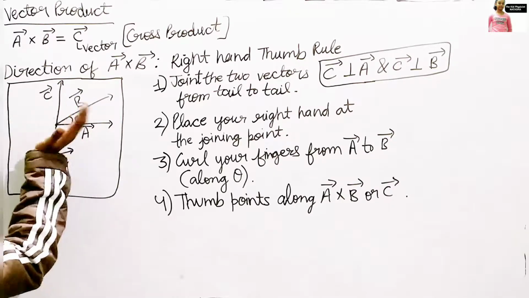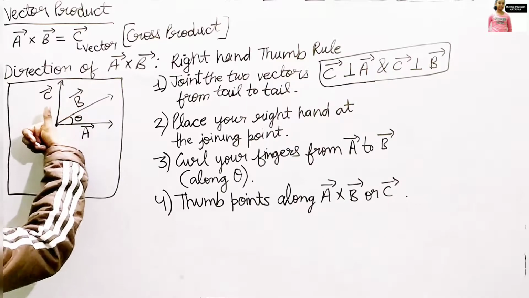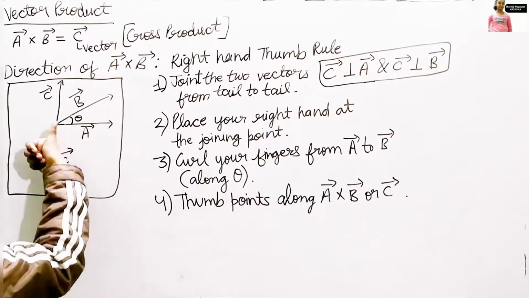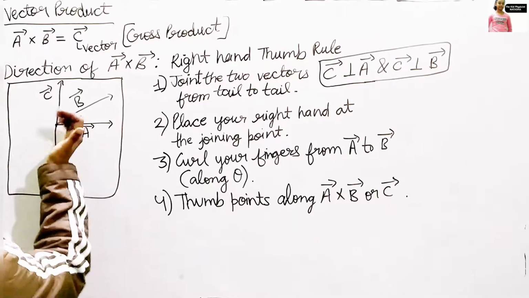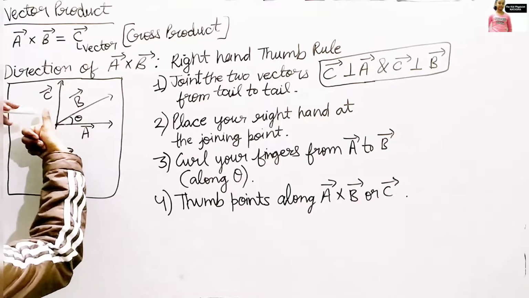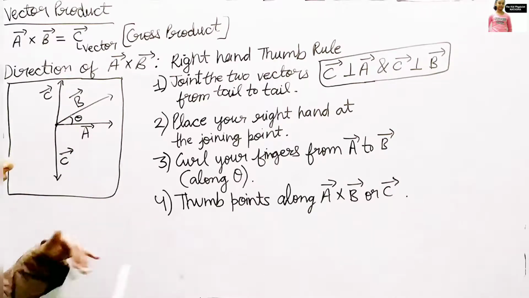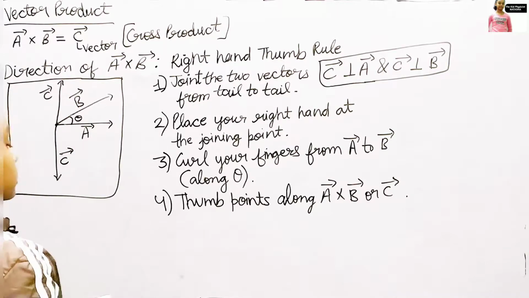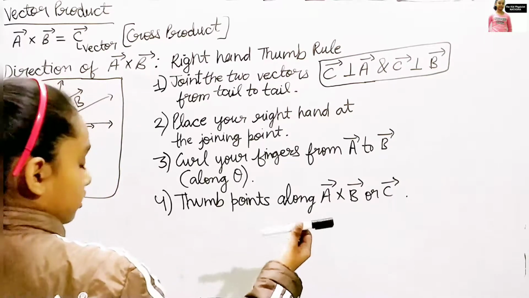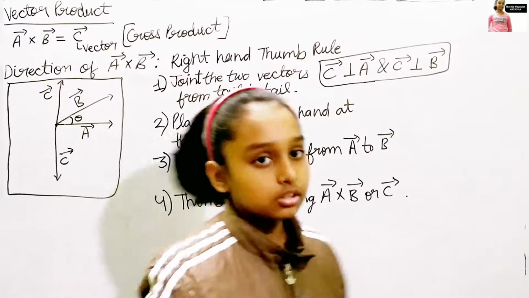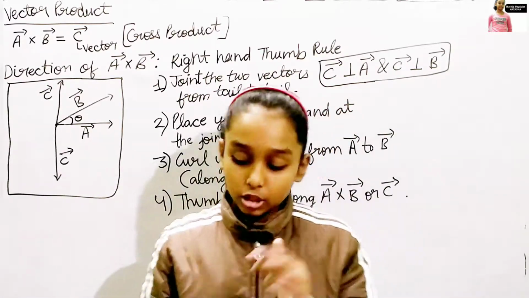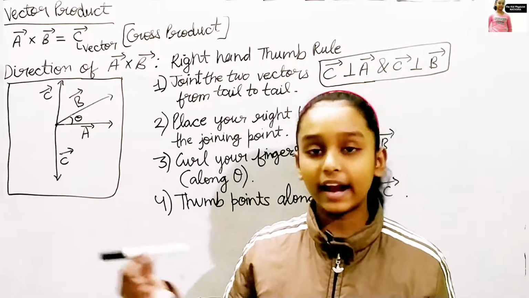So you can see A to B I have curled, and it is saying the thumb points along A cross B, or C. So you can see that our thumb is pointing upwards. See, first of all, again see it curl, and wherever our thumb is pointing in any direction, suppose our thumb is pointing in the right direction. Okay, let me just show you from this side. Yeah, so suppose our thumb is pointing in the right direction.